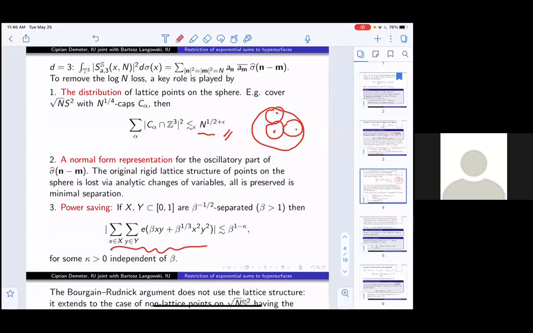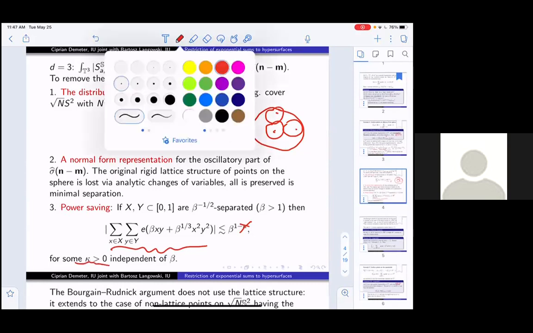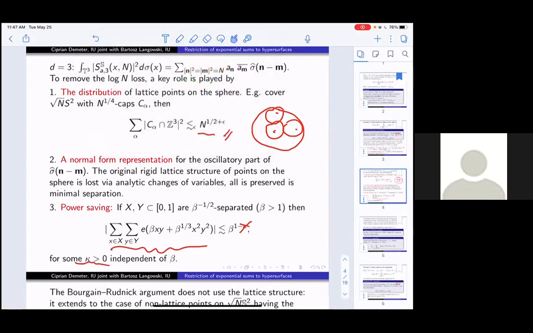And what's the explanation of this result? Well, how many such points can you have? The maximum cardinality of both X and Y is about beta to 1/2. If you multiply those together, you get beta. So without minus kappa, the estimate would be trivial. The power saving comes from the fact that there is some positive kappa. Okay. Any questions so far?